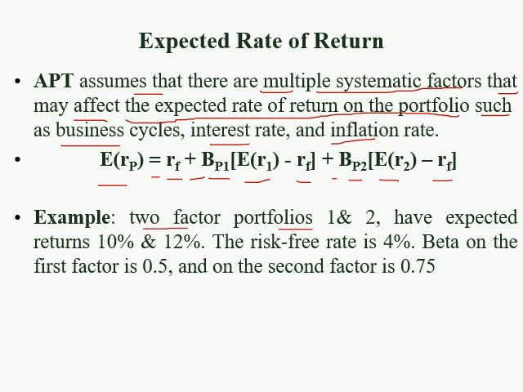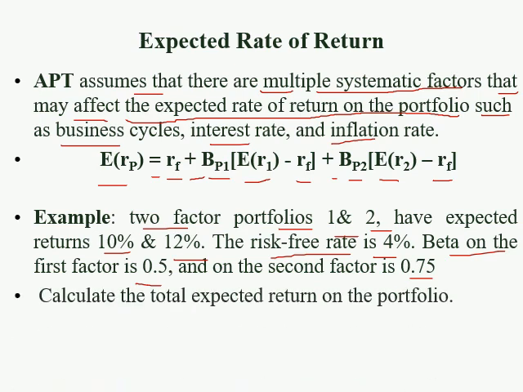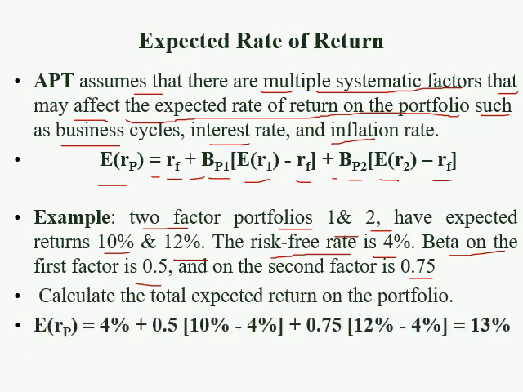2-factor portfolios 1 and 2 have expected return for these factors 10% and 12%. The risk-free rate is 4%. Beta, systematic risk, on the first factor is 50% and on the second factor is 75%. So calculate the total expected return on the portfolio.